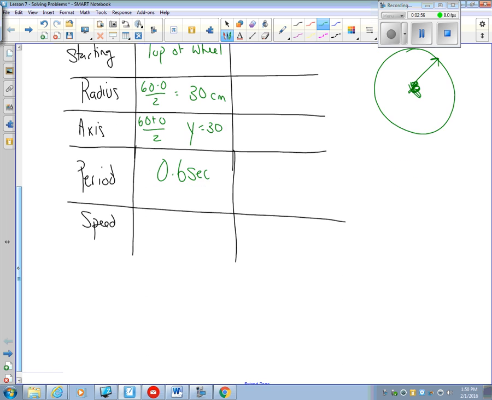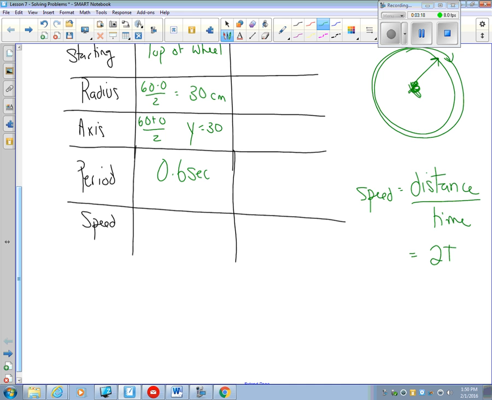Well, that's something new. Something we should know about speed. Think about your car, right? Kilometers per hour. It's your distance that you travel divided by the time it takes to travel that distance. In our case, we're talking about periodic things. The distance you travel is the distance around the circle. In other words, your circumference, 2 pi r. And the time it takes to do that, we call that our period.